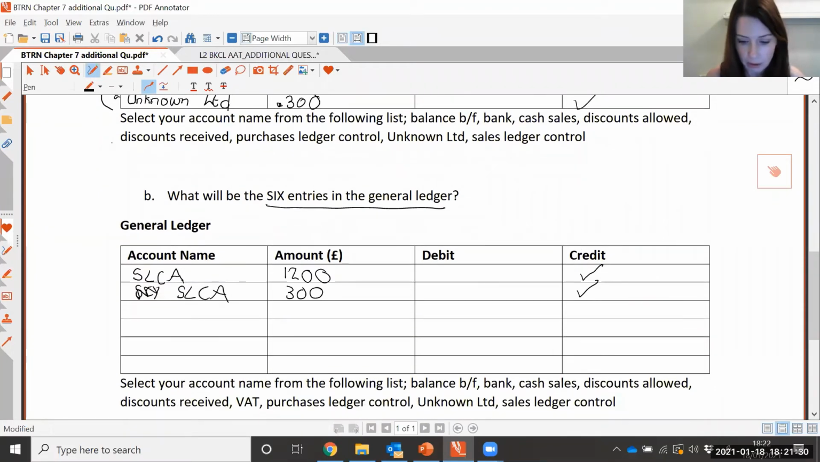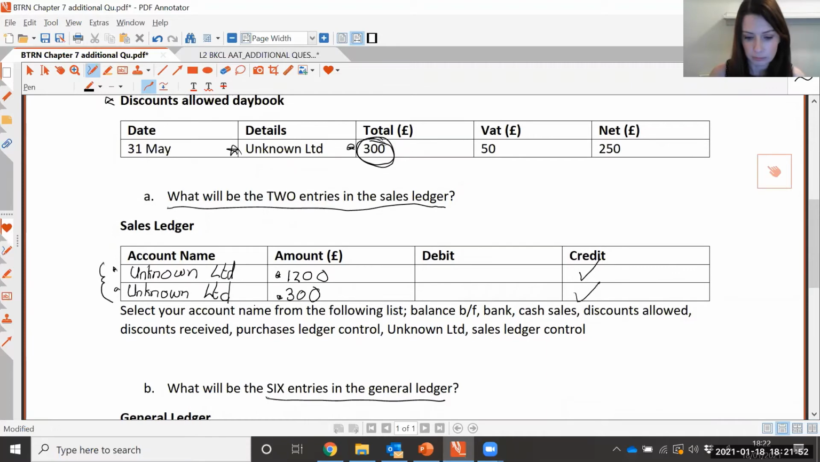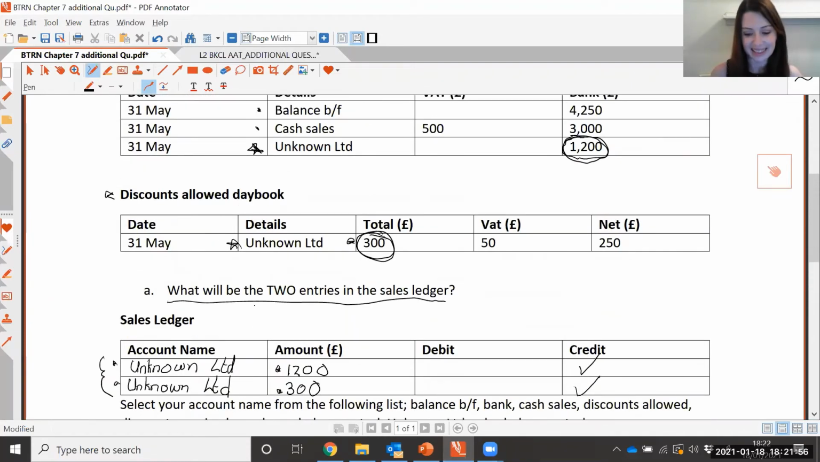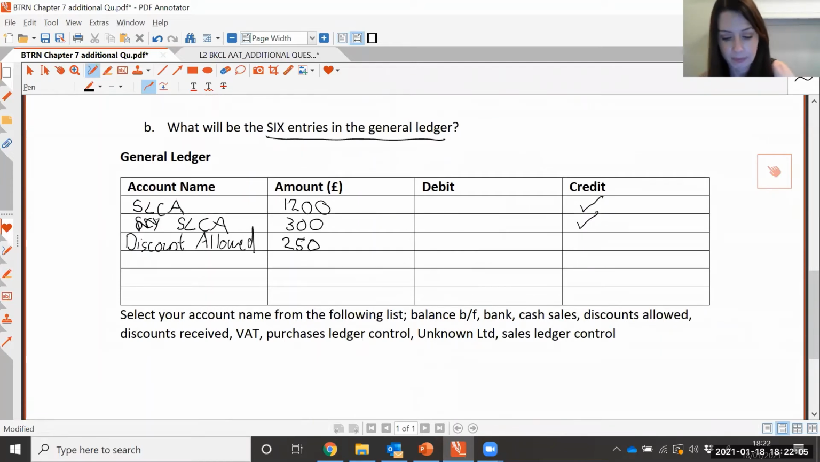Okay, so next, a few of you said that we will also use the discounts allowed account in the main ledger, and that is right. So what will be the amount entered into the discount allowed account in the main ledger? Yeah, excellent. Yeah, it's the 250. So it's the net amount. And will this be a debit or a credit in the main ledger? Yeah, it's a debit. And the reason it's a debit, remember, discounts allowed, it's an expense account, and the expense is increasing, so it falls on the debit side, so it's a debit.